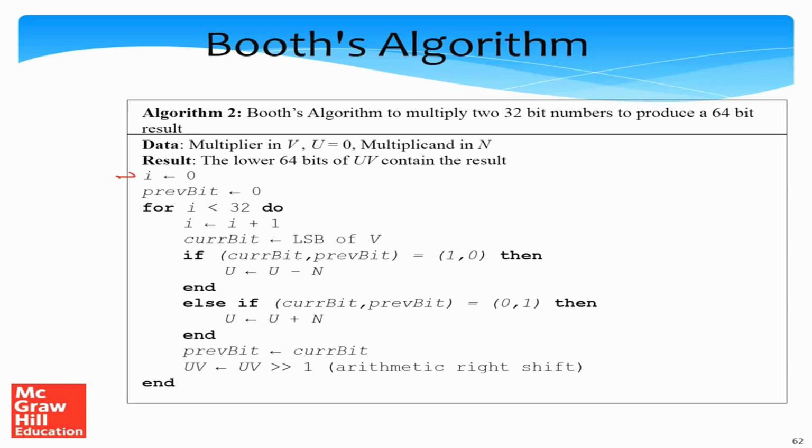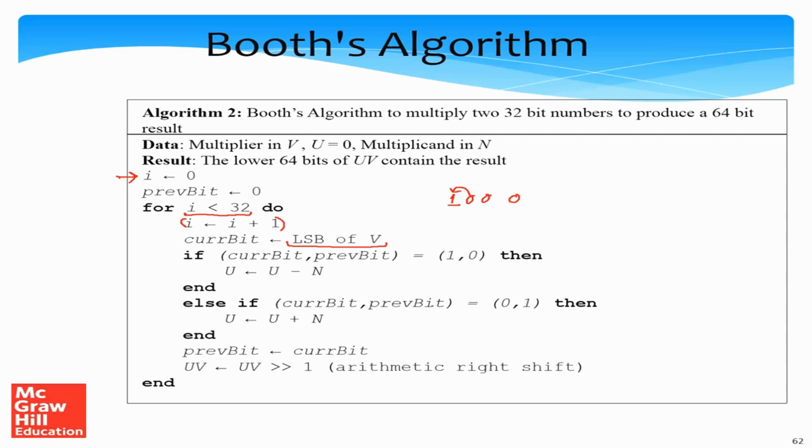So let us do the same thing. Let us set i to 0 and iterate 32 times, each time increasing i. Let's start by considering, as mentioned before, the previous bit to be 0 and the current bit to be the LSB of V, the current bit of the multiplier that we are considering. So let's take a look at the tuple of the current bit and previous bit. If a run of ones is just starting in the multiplier, that is 1 and 0, we are making a transition from 0 to 1. This is the time to do a subtraction: U is U minus N.